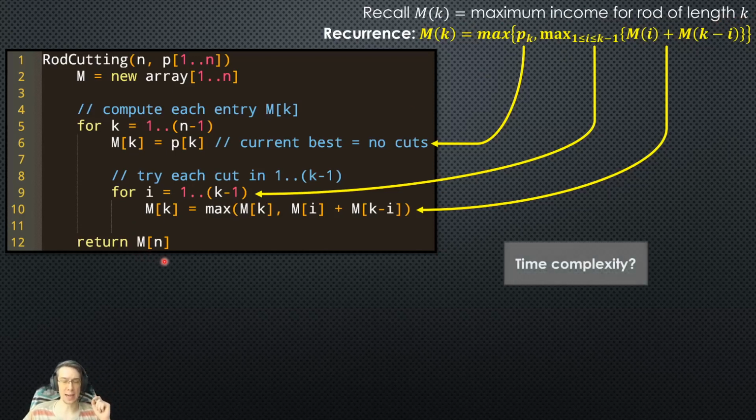What's the runtime of this algorithm? I'll give you a second to answer, so you can pause and answer. And now I'm going to assume that you've done so if you wanted to. We have two loops that iterate up to n and up to k minus 1. This is going to end up being the sum for k equals 1 to n of theta of k, which is theta of n squared. So this is going to be n squared time.